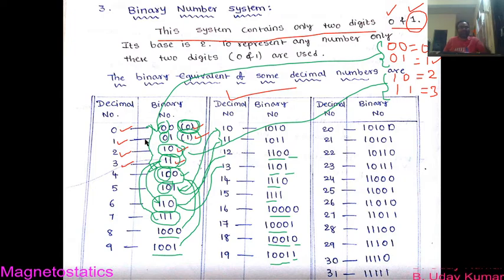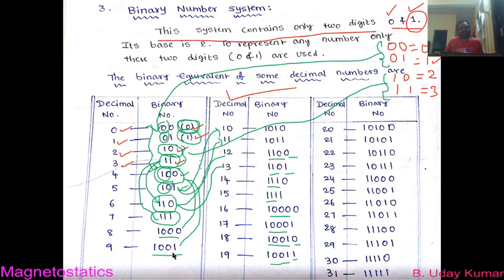They look the same, but 2 I can write as 10 in binary, and 3 I can write as 11, 4 as 100, 5 as 101, 6 as 110, 7 as 111, 8 as 1000, 9 as 1001, 10 as 1010, and so on it continues.